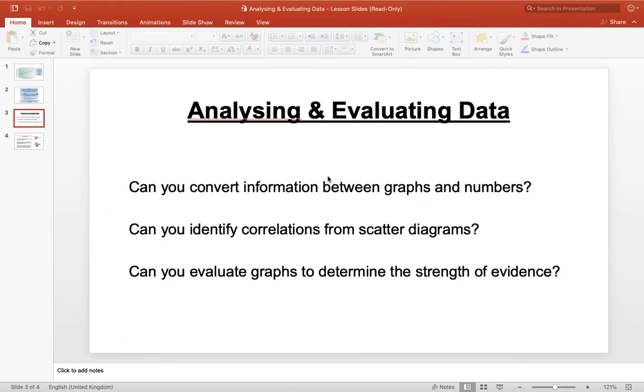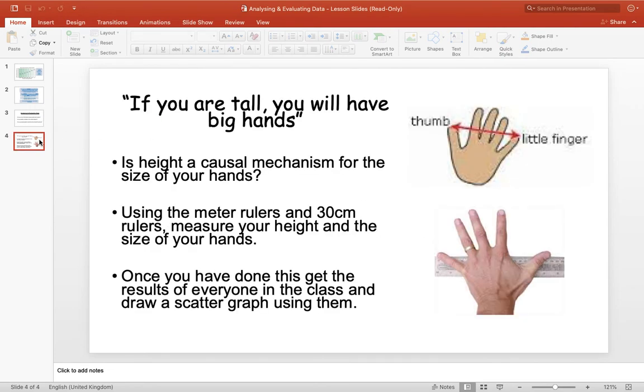So, you should now be able to tell me how information can be converted between graph and numbers. You should be able to identify correlations from a scatter diagram, and you should be able to evaluate graphs to determine the strength of evidence. If we were at school, we would have been doing this experiment. We would have had the whole class, and I have got the hypothesis that if you are tall, you will have big hands. What we would have done is we would have gone around the classroom, not the school, and we would have measured everybody's height, and we would have measured their hand width.